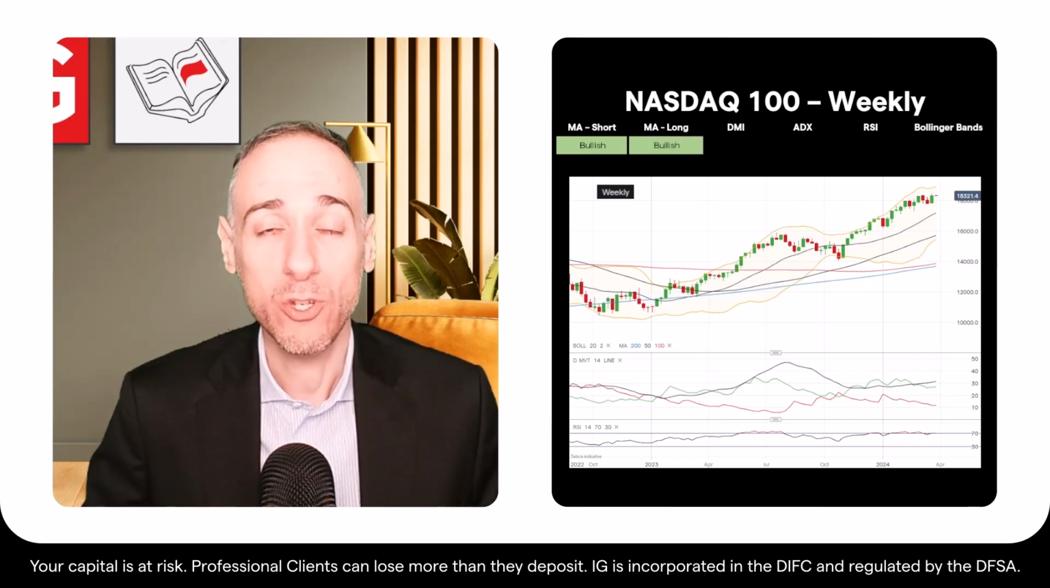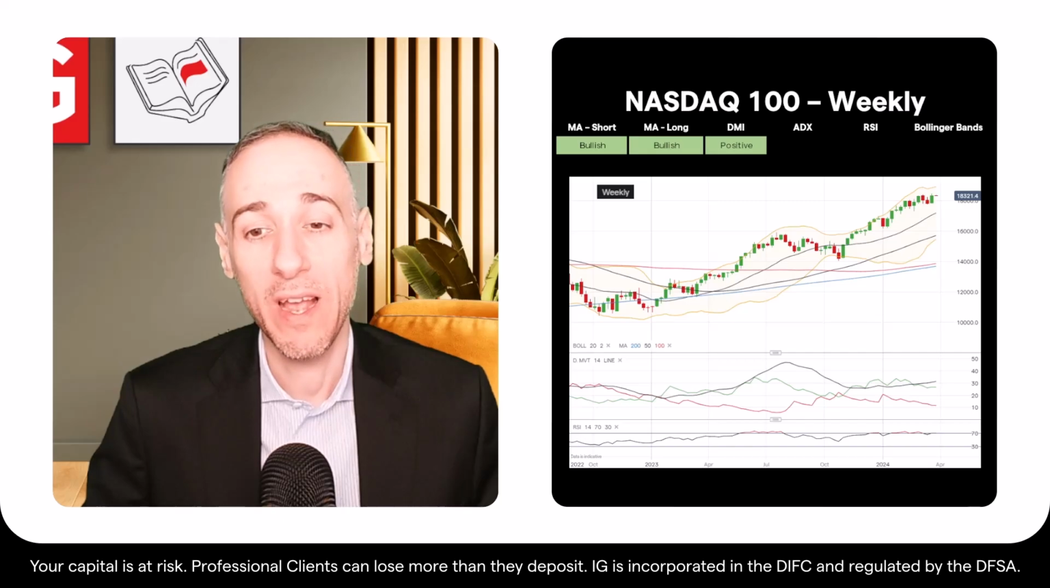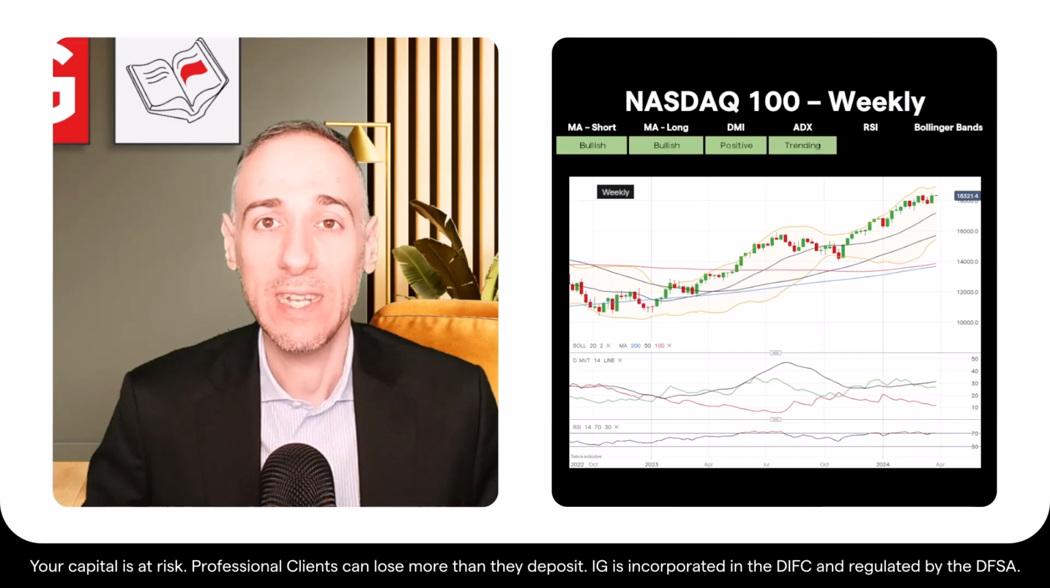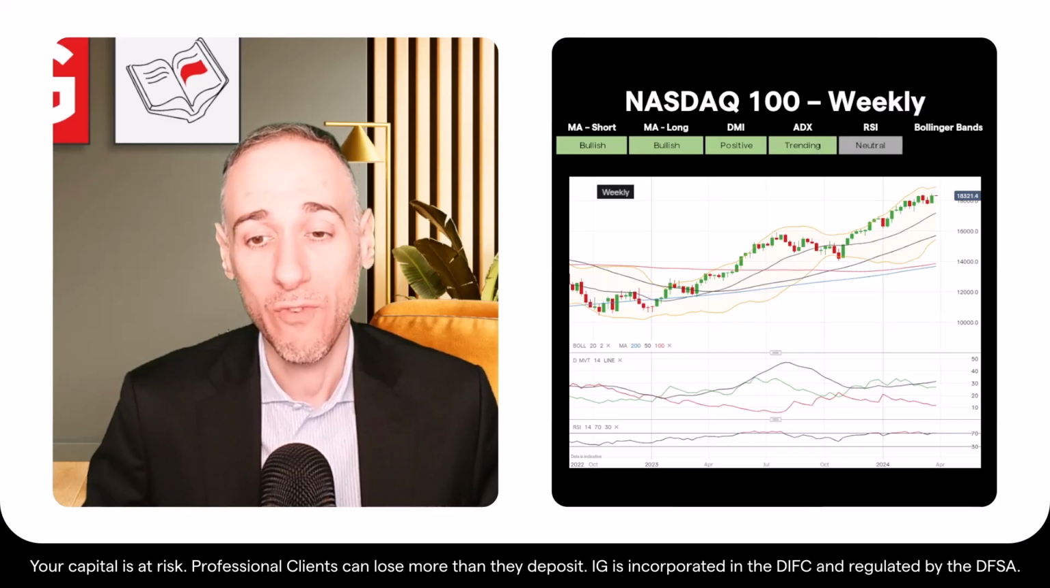Price above all its main short and long-term moving averages. You've got a DMI definitely in positive territory, nice margin for the plus DI over the negative DI. You've got an ADX well in trending territory on the weekly time frame, and an RSI that's been falling in and out of overbought territory.